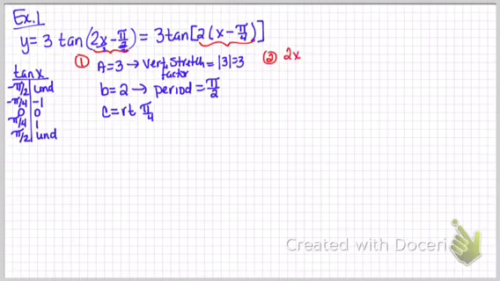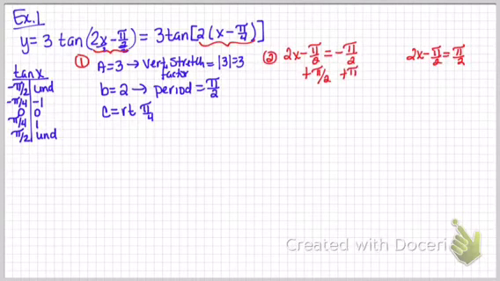So they gave us 2x minus pi over 2. So we'll set that equal to negative pi over 2 for my vertical asymptote on the left. And 2x minus pi over 2 equals positive pi over 2 to give us our vertical asymptote on the right. So we're just going to solve both of these. So add pi over 2. So 2x equals 0. Divide by the 2. And so we find that it's going to be at 0.